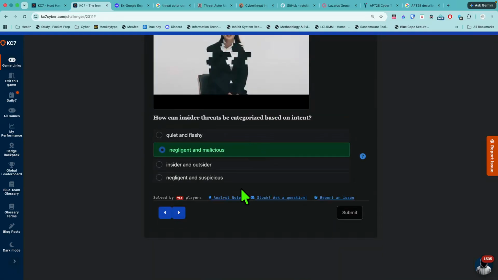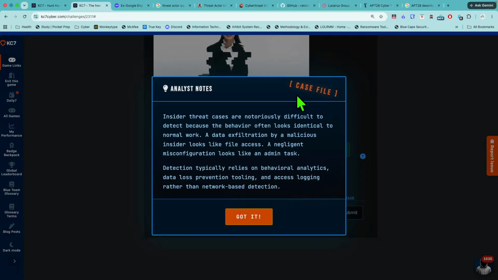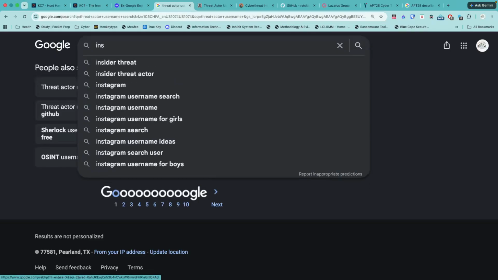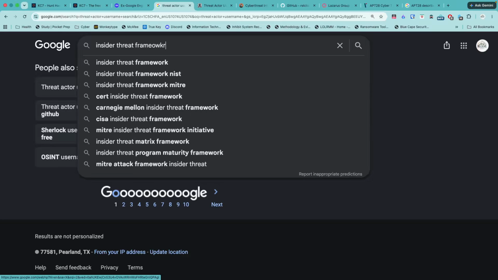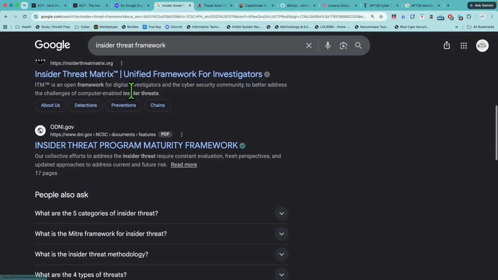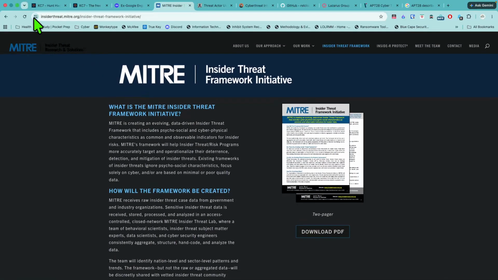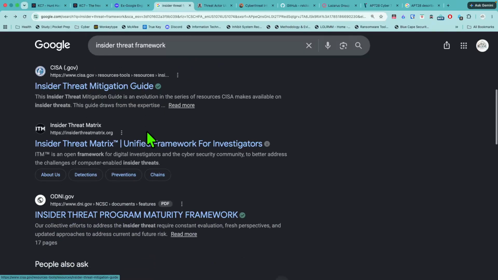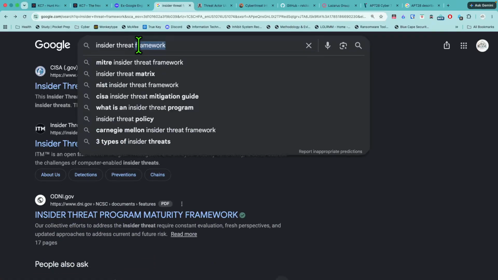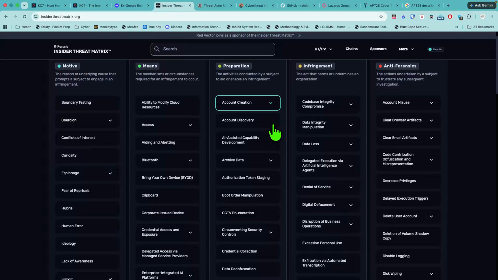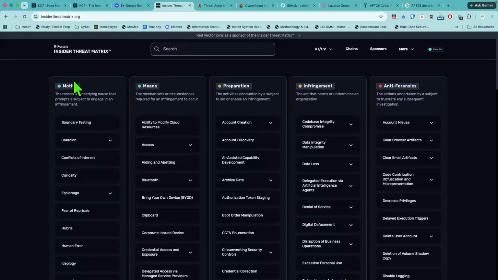Also, there's another helpful resource that I want you guys to better understand, and this is to help you understand what insider threats are, which is going to be the insider threat framework. It should be open source. Insider threat framework initiative. Nice. I believe. Let me see if I can find it. Insider threat matrix. Okay. So if I do matrix, and here we go. This is going to help us better understand insider threats, so we can learn more about the motives, the means, the preparation, the infringement, anti-forensics.